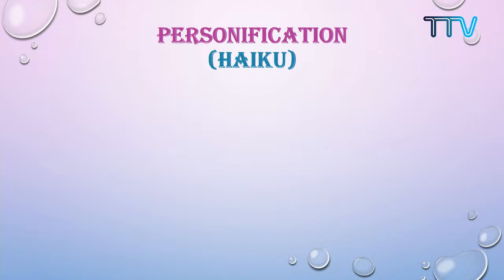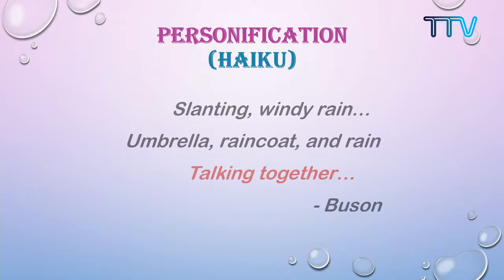Yesterday when I was telling you about different types of poetry, I told you about haiku. Some of you might have learned about haiku. I told you the haiku first originated from Japan. It's a 3-line poem. Why have I brought this haiku? Because there is personification here. Slanting, windy rain, umbrella, raincoat and rain talking together.